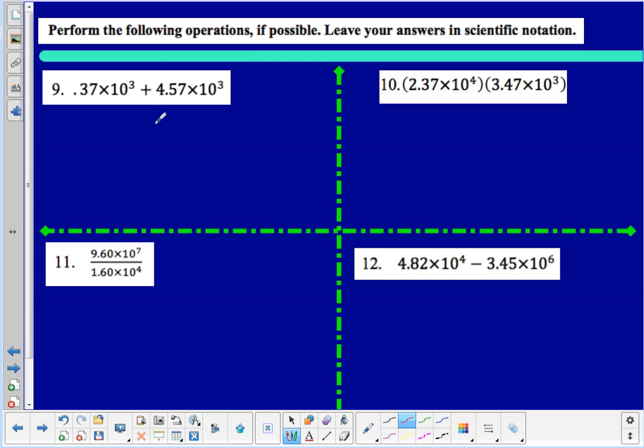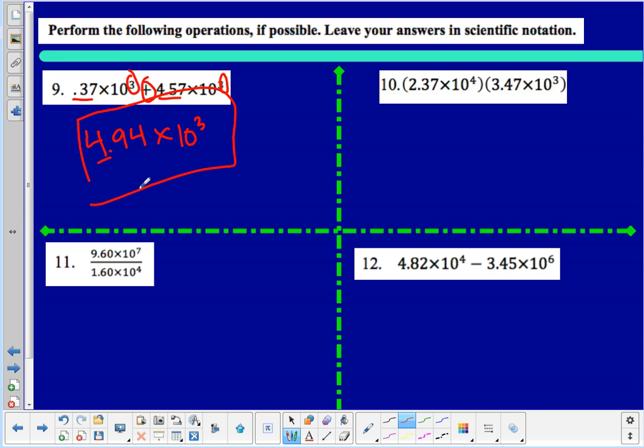So the first thing I recognize is 1, I'm adding. 2, my powers are the same. Lovely, that makes life easy. All I need to do is put those bad boys together. So 0.37 plus 4.57 gives me 4.94. And then I keep my power the same, so times 10 to the third. Here, I still only have one number in front of the decimal point. There's nothing else I need to fix, and that's it.